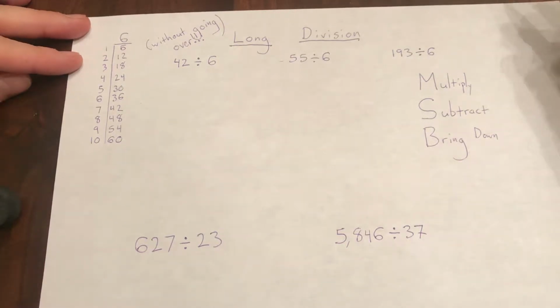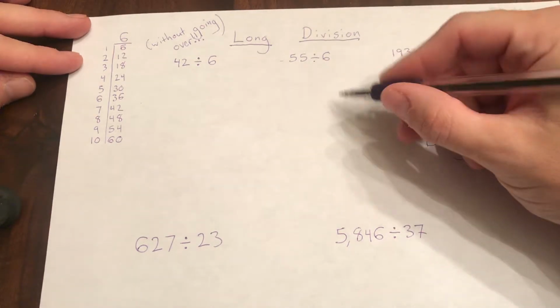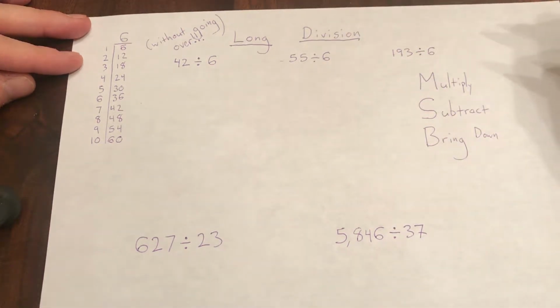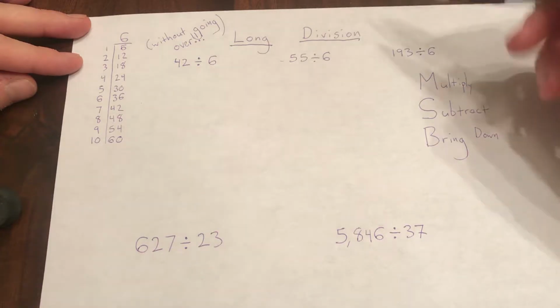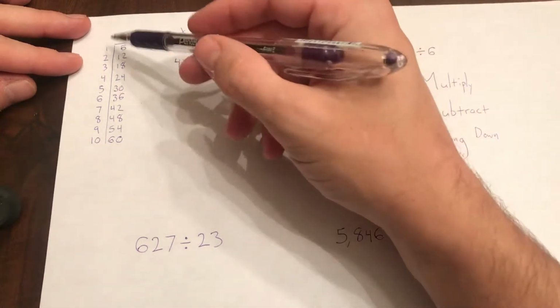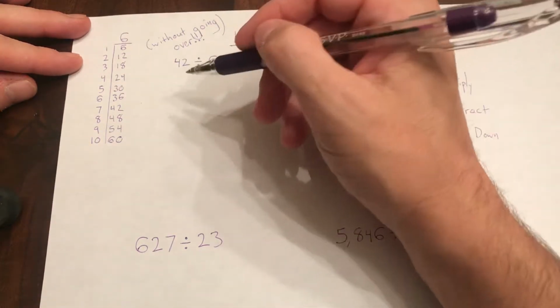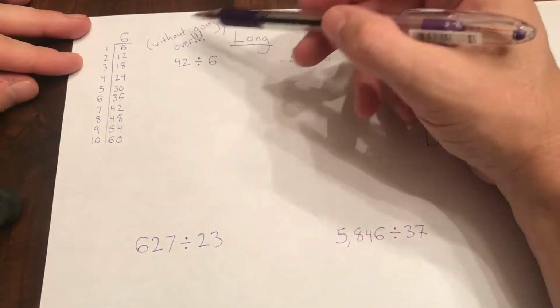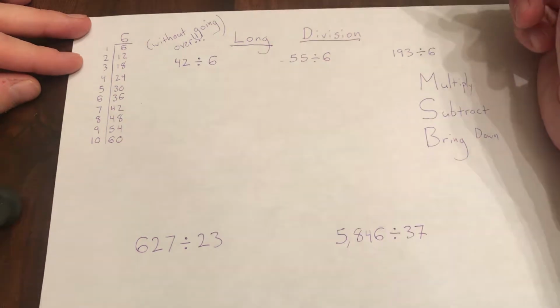One of the biggest pitfalls with long division is people will see something and they'll just remember multiply, subtract, bring down, and they'll just keep trying these things, but not really understanding what's going on. So I'm working with sixes to begin with. That's what this multiplication chart I made over here is. And one big phrase today is "without going over," okay? And we'll see that come into play in a second.